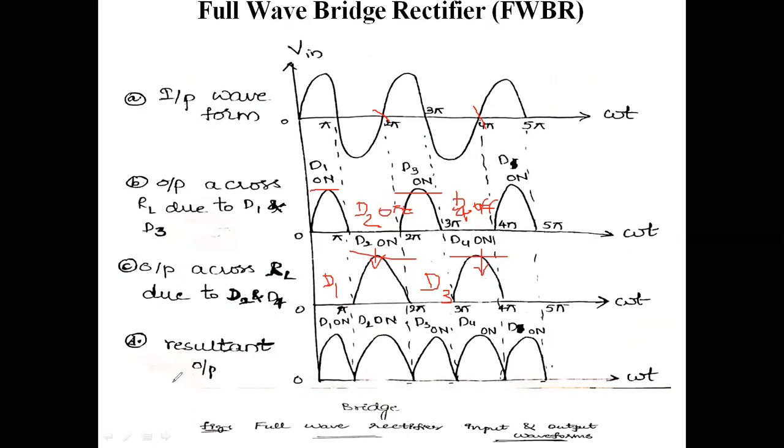The resultant output, the combination of both the currents, is taking place. That is 0 to pi, and pi to 2 pi. The complete conduction will take place with respect to the four diodes. By using all four diodes, complete conduction will take place. That is diode D1 on, D2 on, D3 on, D4 on.